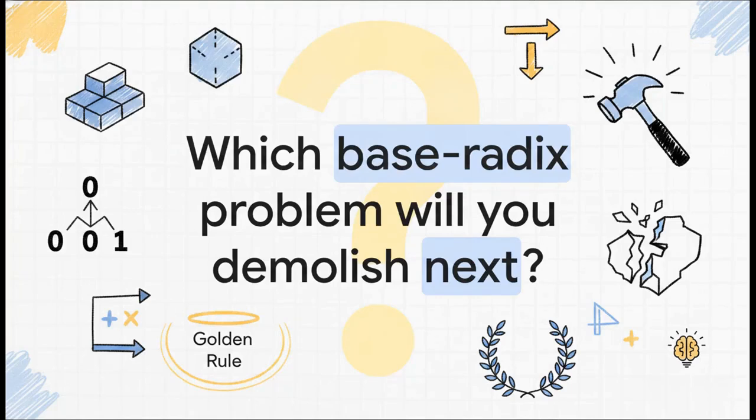We've really seen how powerful the right structured approach can be today. The unknown becomes known, the totally intimidating becomes completely manageable. So I want to leave you with this final thought to ponder. Armed with this logic, which base radix problem are you going to demolish next using the golden rule?